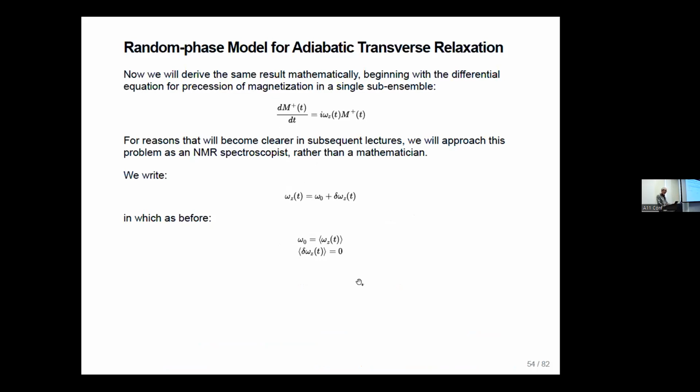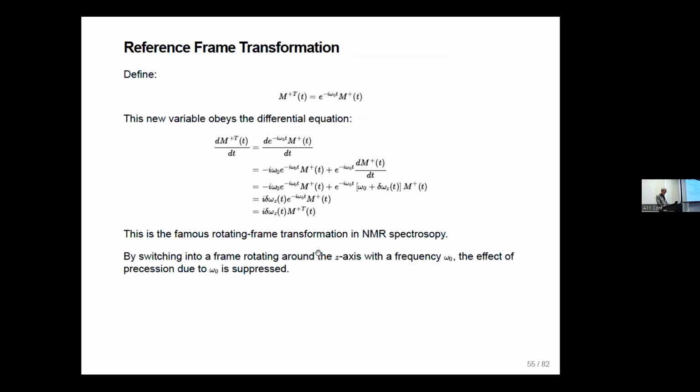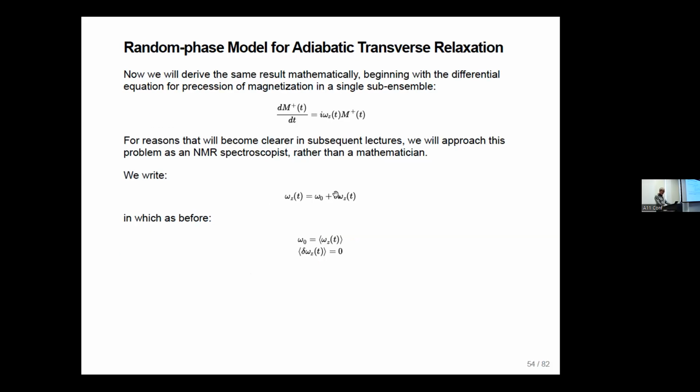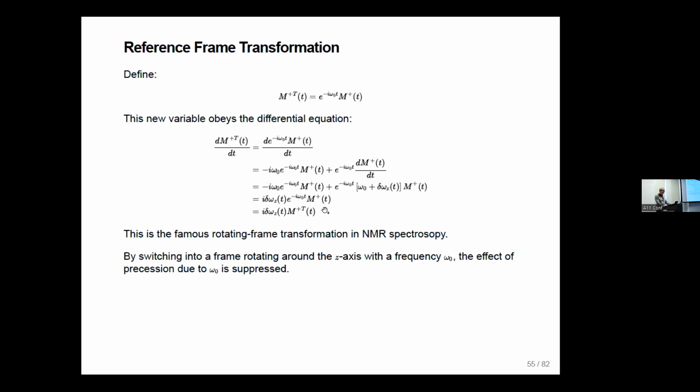So here's where we started. We have our precession equation. I separate the fluctuating fields into the average and the fluctuation. I call the average omega naught, the fluctuations average to 0. That's all we said. We have our differential equation here now, I'm going to switch to a rotating frame, rotating at omega naught, so that the omega naught part disappears. Again, similar to what we did.